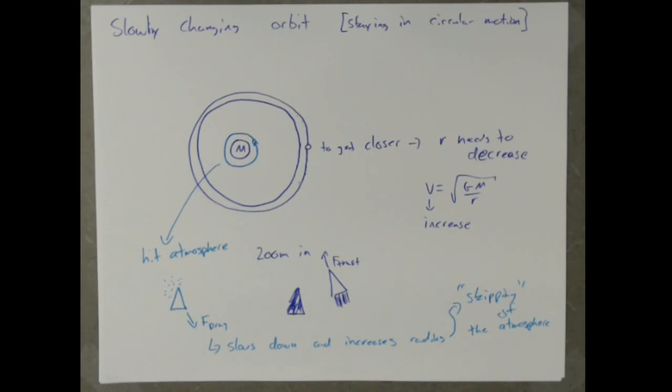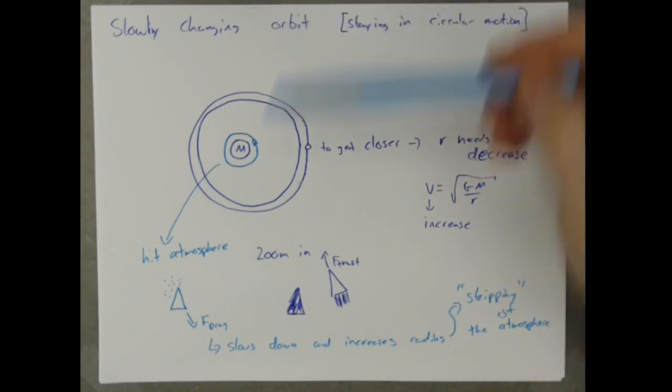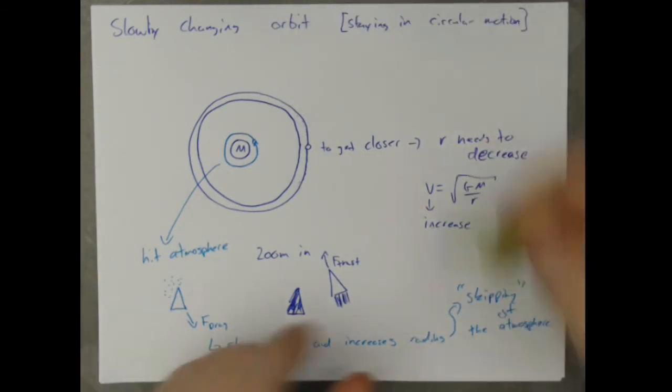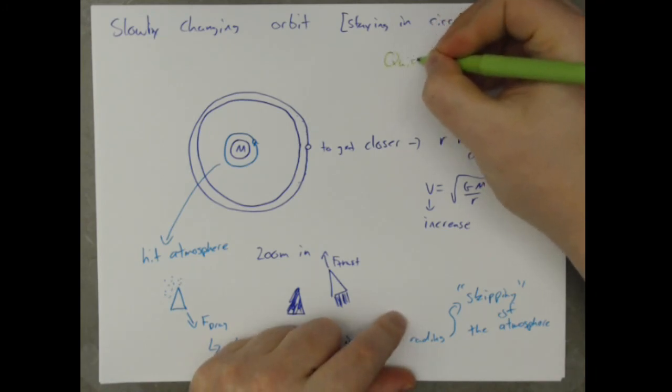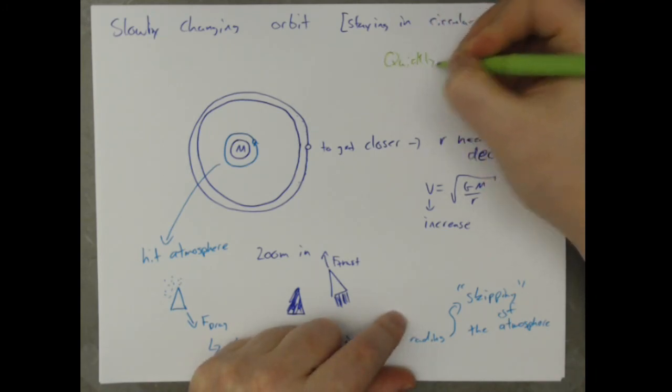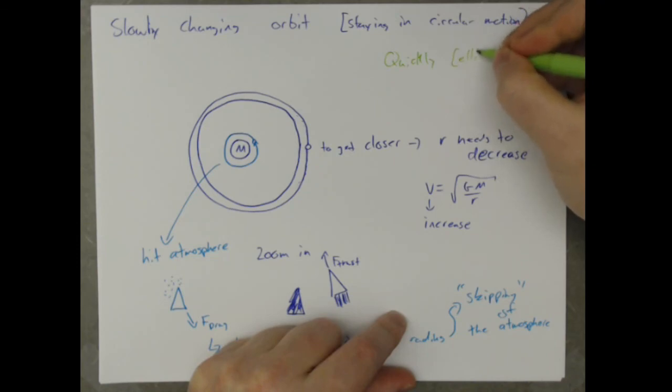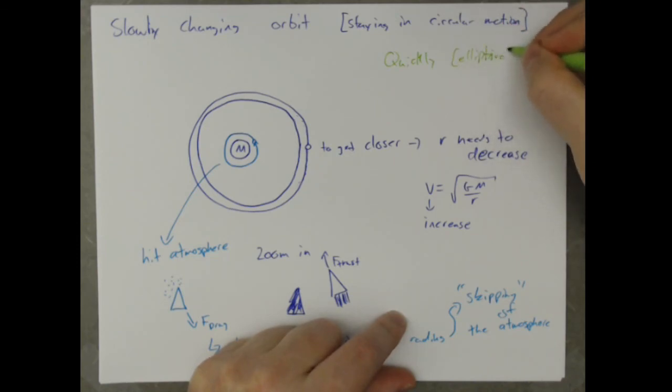We'll talk about what happens when you're actually trying to change orbits quickly. So if we're talking about quickly, then we need to talk about elliptical orbits, which is the next video.